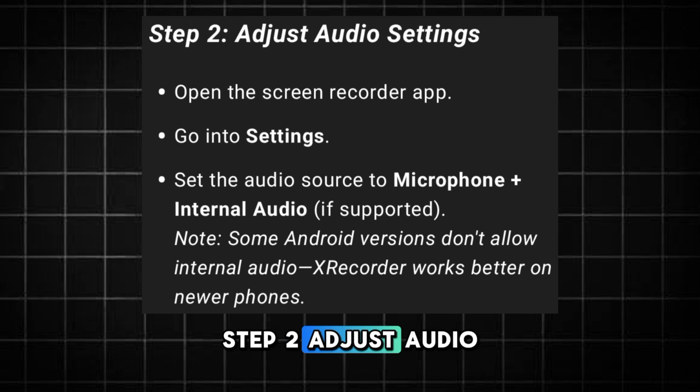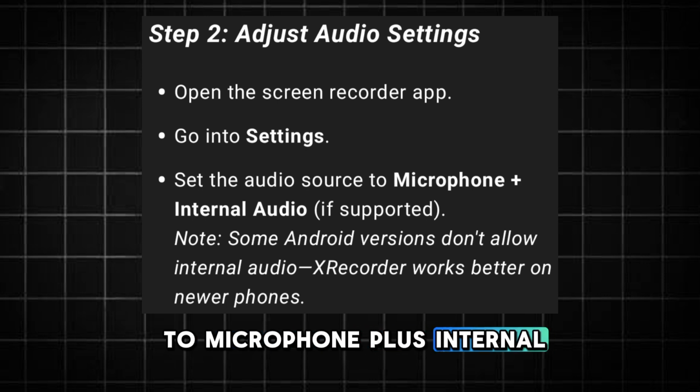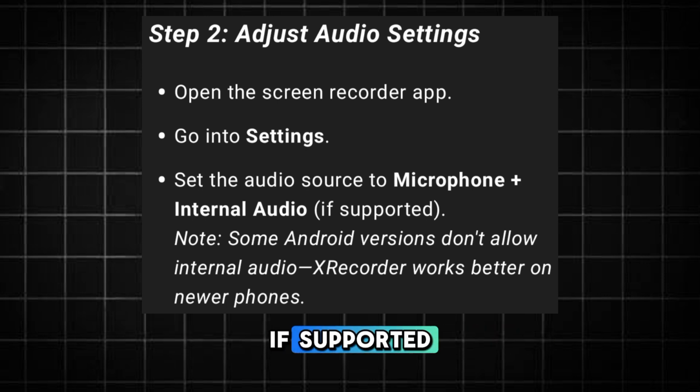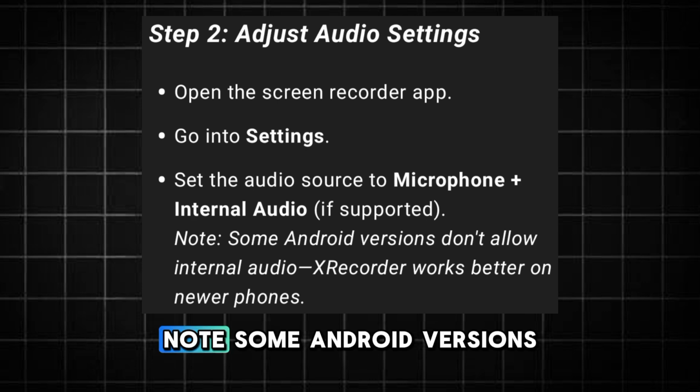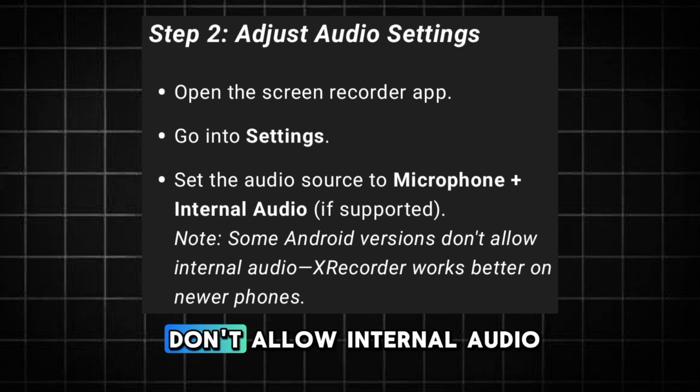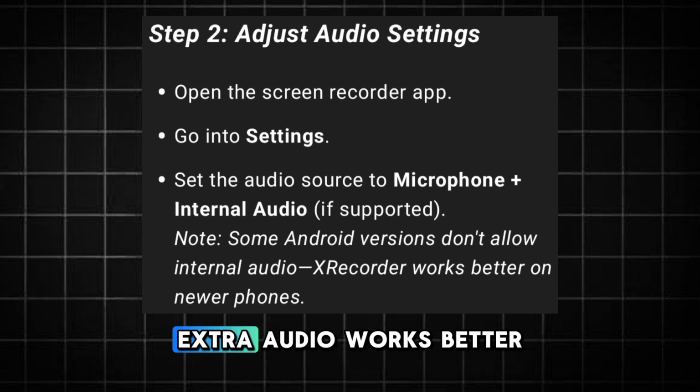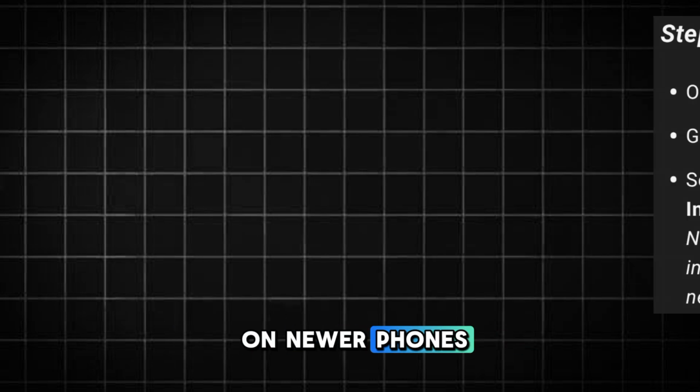Step 2. Adjust audio settings. Open the screen recorder app, go into settings, and set the audio source to microphone plus internal audio, if supported. Note, some Android versions don't allow internal audio. XRecorder works better on newer phones.